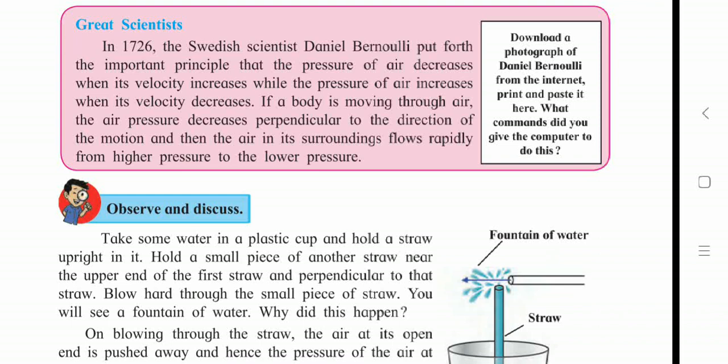If a body is moving through air, the air pressure decreases perpendicular to the direction of the motion, and then the air in its surroundings flows rapidly from higher pressure to lower pressure. To understand this principle of Daniel, one example or practical way is shown below. After that you will understand the meaning of this explanation or rule.